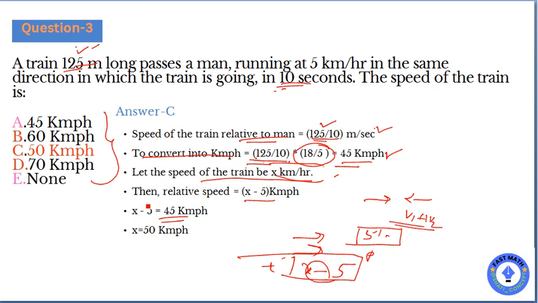In this, as per the problem, the relative speed will be x minus 5 kmph, which is equivalent to 45 kilometers per hour as per our conversion. That means finally x we have got as 50 km per hour. x is nothing but the speed of the train, and the answer will be C.